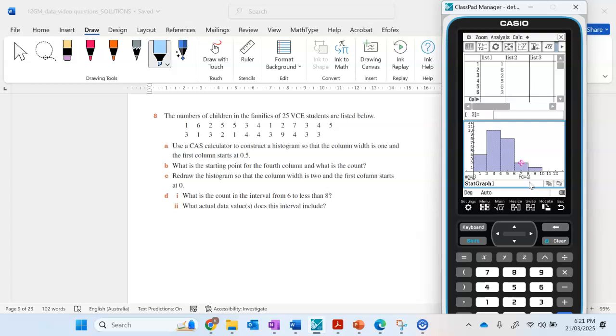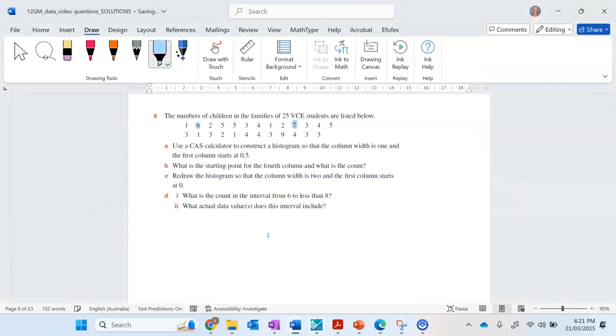What actual data values does this interval include? So we have a look back at our raw data and what is between 6 and 8. So we've got 6 and we've got 7. So there's our 2 values. All right, so what is the count? It was 2. What actual values? It was 6 and 7. If you're drawing a histogram, just make sure that for a bar, you have a number here. So let's say that was 1. Let's call it 0 and 10.